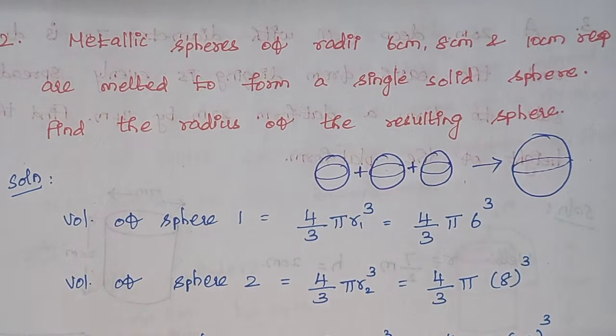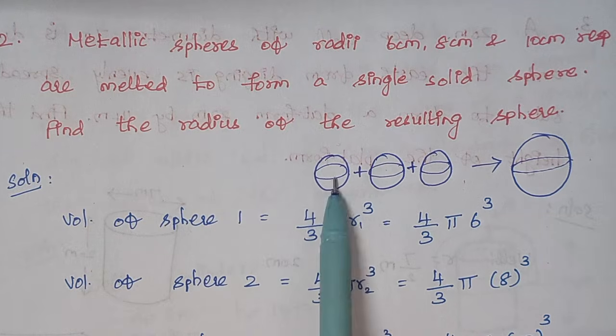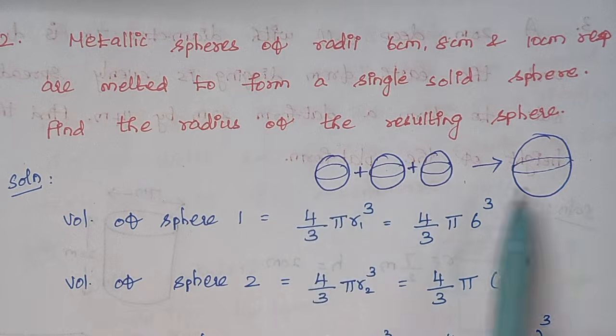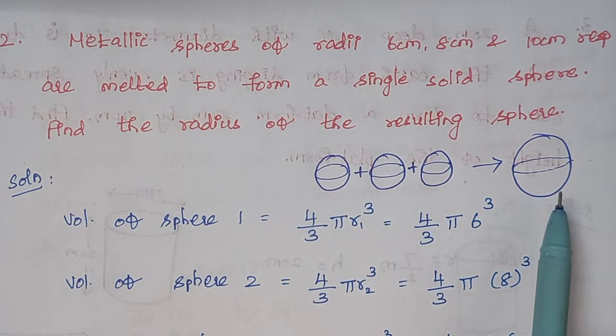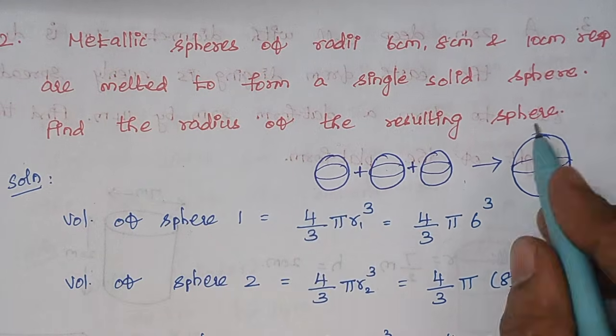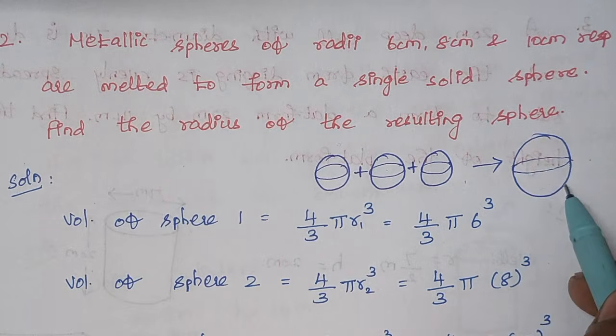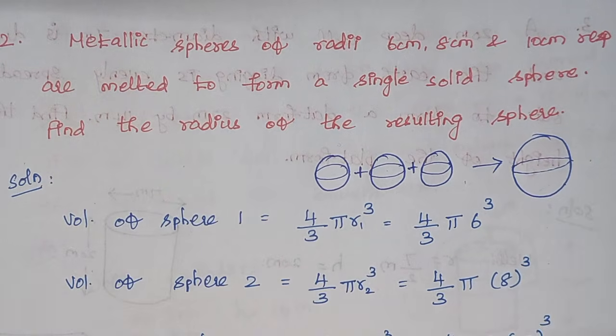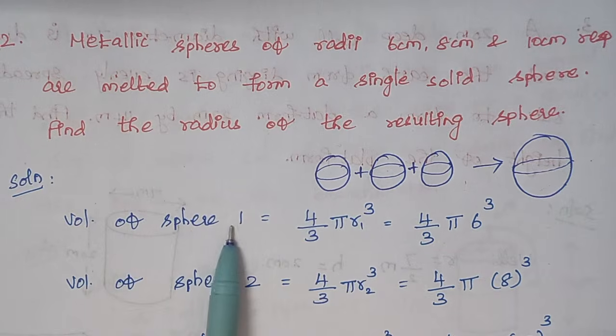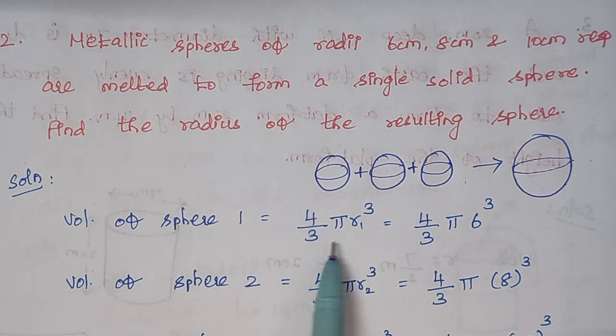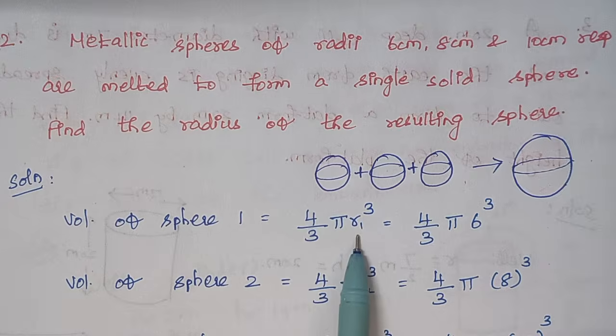We are combining these 6 spheres to form a single sphere, right? So these 3 spheres are combined to form a single sphere. Here we have to find the radius of this resulting sphere, the bigger one, right? So what is the volume of sphere 1? It is given by 4 by 3 pi r1 cube, right?